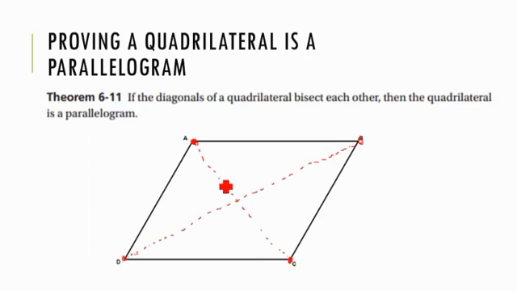So if AC is a diagonal, and BD is a diagonal, and they bisect each other, meaning there's some point in the middle that cuts AC in half, so let's call this point P. So AP is congruent to PC, and also DP is congruent to PB, then the quadrilateral is a parallelogram.